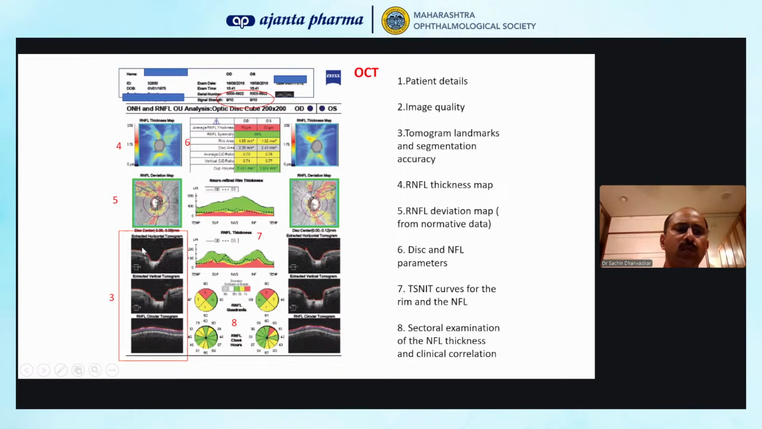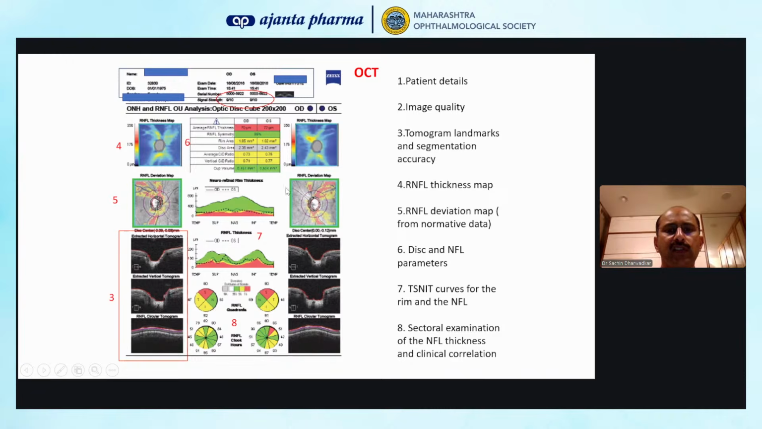So always see the tomogram images, see the segmentation lines, whether these segmentations are done properly or not. Always use monochrome in this. Do not use colored images, because that will throw your judgment off track, because it will be too noisy. And then obviously you have to see these thickness maps. If there are artifacts, if you have black patches here, missing data here, then they are not good.